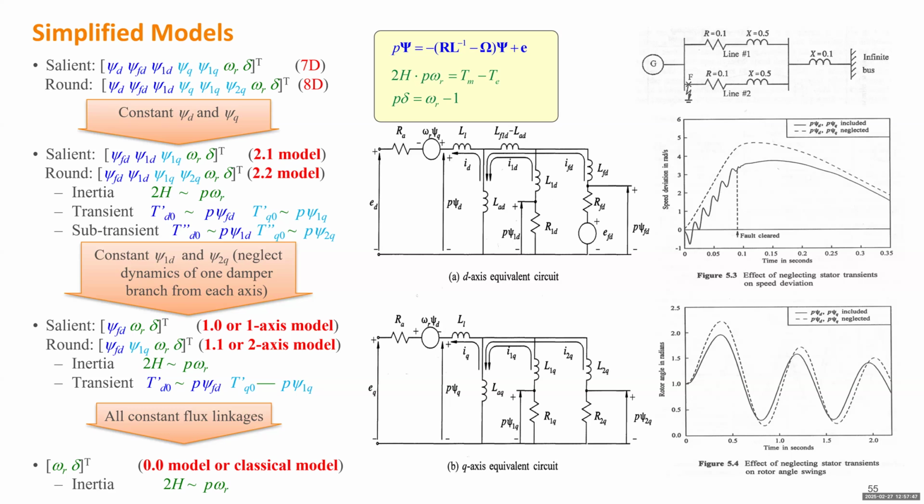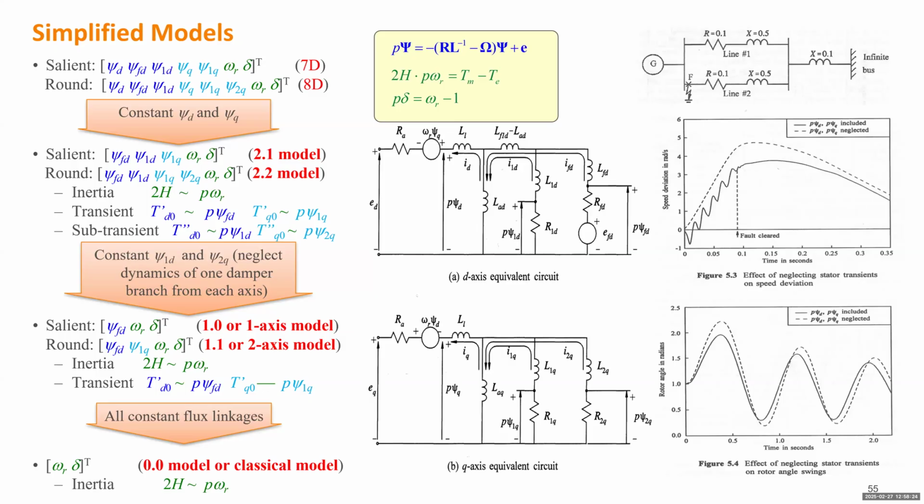Using the example in the right column, we show we can actually ignore 2 state variables, which are psi Q and psi D. They will generate some difference within the first maybe 0.1 or 0.2 seconds, but it won't impact any stability study. So we can remove those 2 state variables, and then we will have the first pair of very useful models for the synchronous generators.